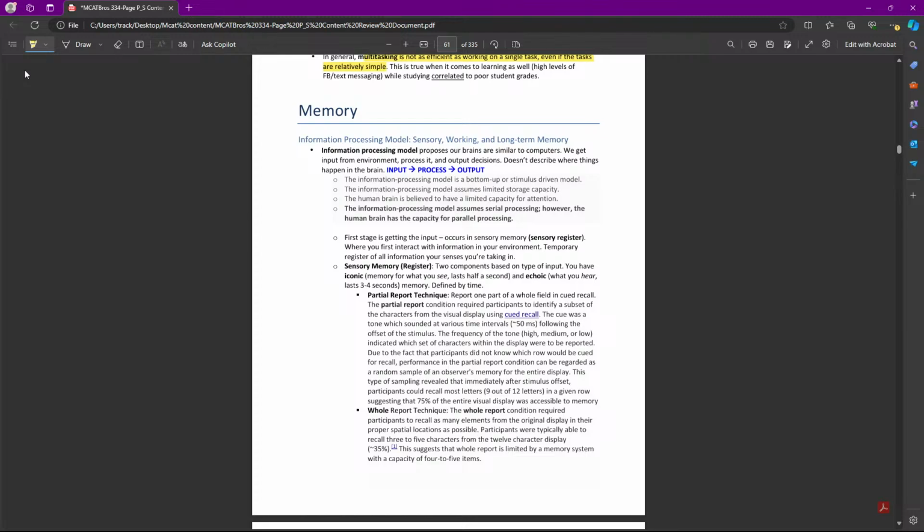Brain processing is a bottom-up or stimulus-driven model. The memory processing model assumes limited storage capacity. The human brain is believed to have a limited capacity for attention. The information processing model assumes serial processing. However, the human brain has a capacity for parallel processing.